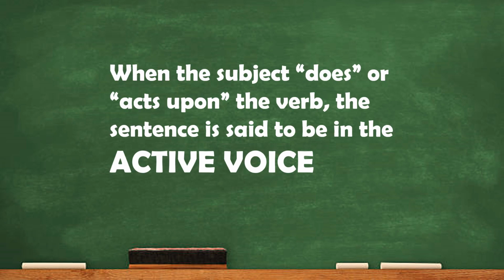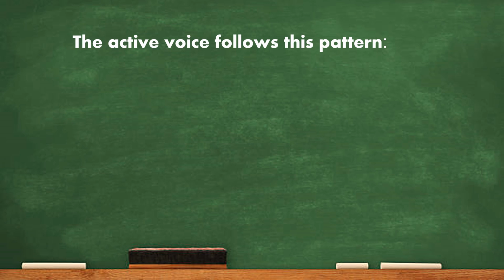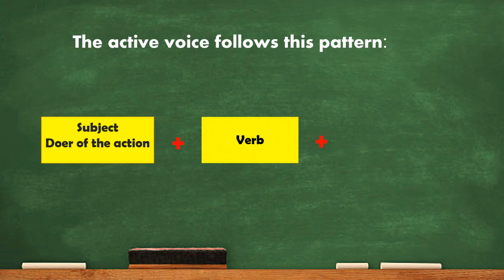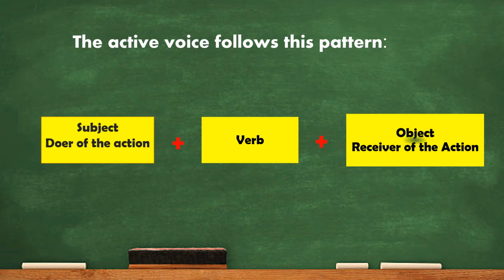Let's discuss first the active voice. When the subject does or acts upon the verb, the sentence is said to be in the active voice. The active voice follows this pattern: the subject or the doer of the action, plus the verb, plus the object or the receiver of the action.